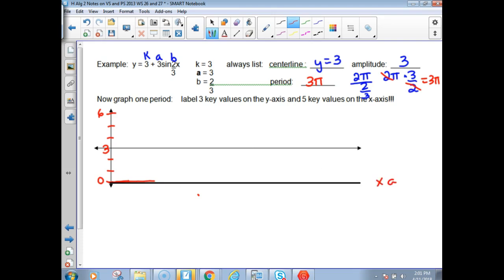This, of course, is our x-axis. Now, we're going to look at what the period was. It was 3 pi. So I'm going to go out to here. I'm going to cut 3 pi in half. So I'm estimating that's 3 pi over 2. What would half of 3 pi over 2 be? And half of 3 pi over 2 is 3 pi over 4.